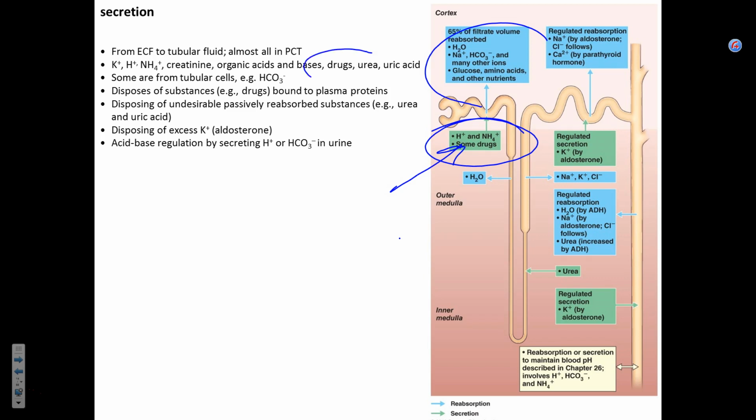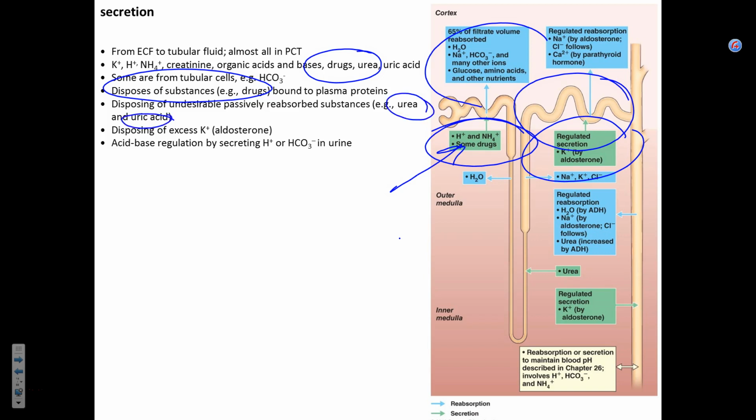Drugs, urea, a lot of urea is secreted in the distal convoluted tubule, actually. Potassium is regulated by aldosterone. It's the distal convoluted tubule. Okay? So, secretion happens all over the place. What I want to highlight, there are a few substances that are secreted that I want to mention. Various drugs. Okay, and I'll get back to the drugs.